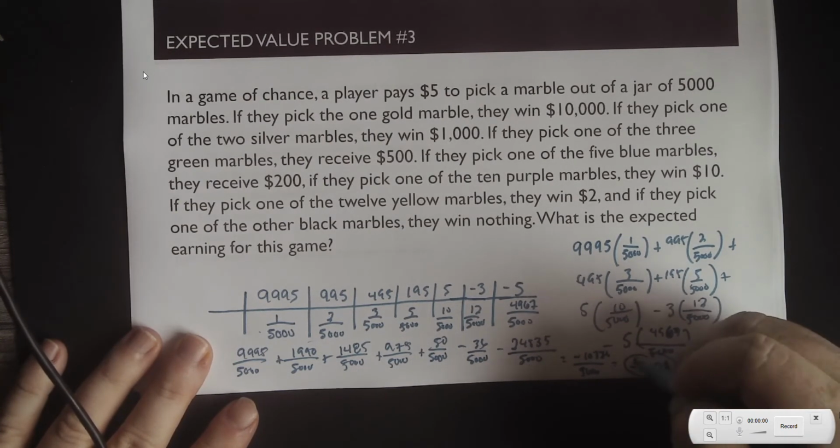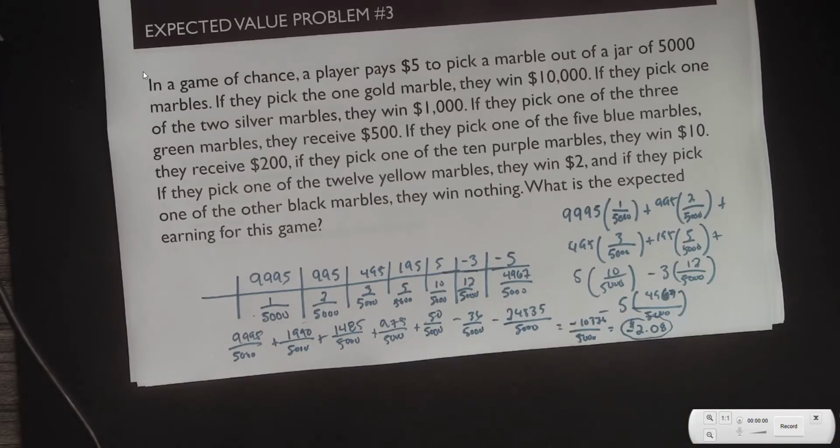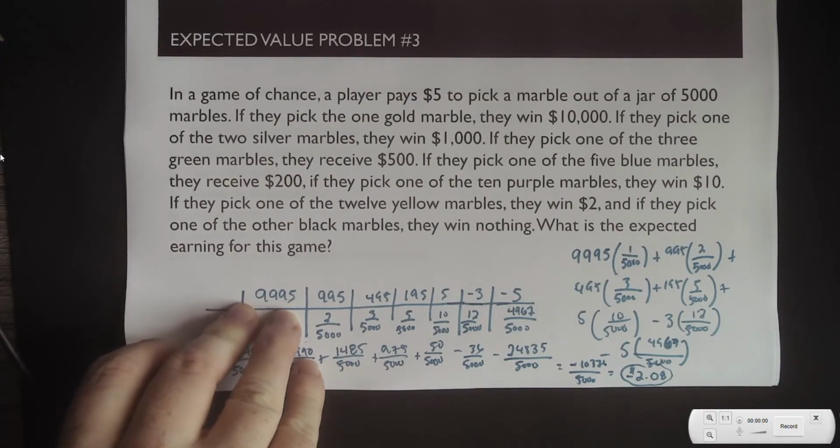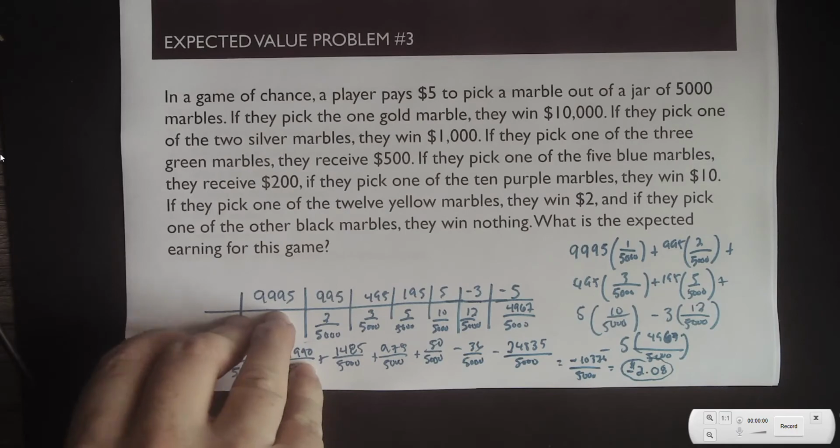So negative $2.08, which means on average you stand to lose on this game, which is true of most gambling games anyway. So you should know that in most gambling games you always stand to lose. It's how the casino wins.